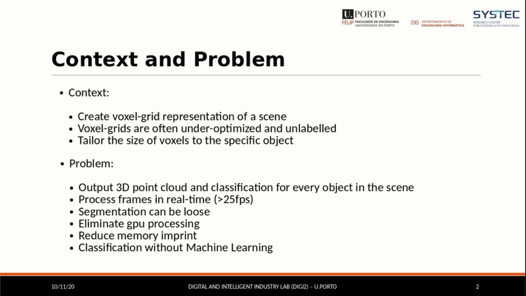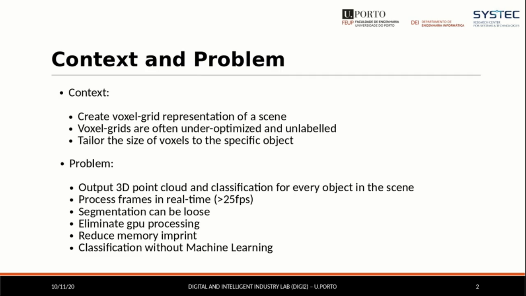In the simplest form, given the inputs of a Z camera, it needed to output the 3D point cloud for every object in the scene, along with the classification. There were a few select requirements that guided my research. First, the system needs to process video frames in real time. In this context, this means at least 25 frames per second, ideally 30, which means that the processing time for each frame needs to be no more than 40 milliseconds.